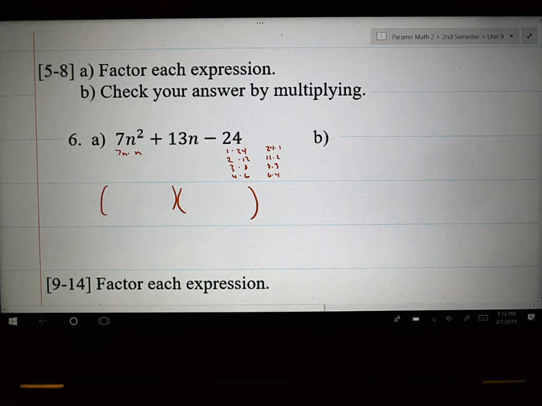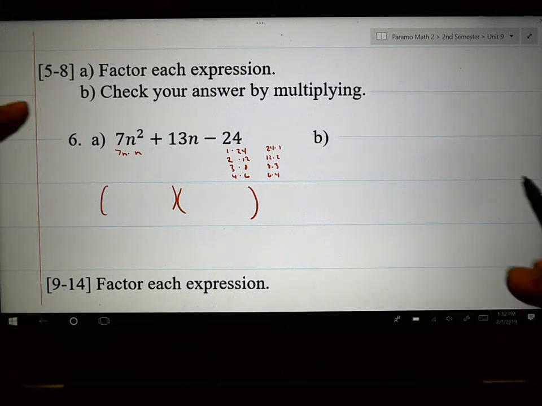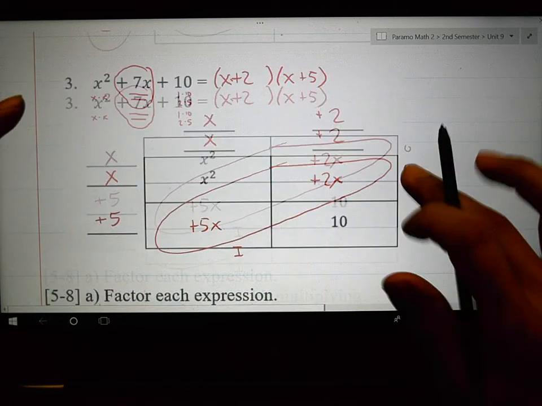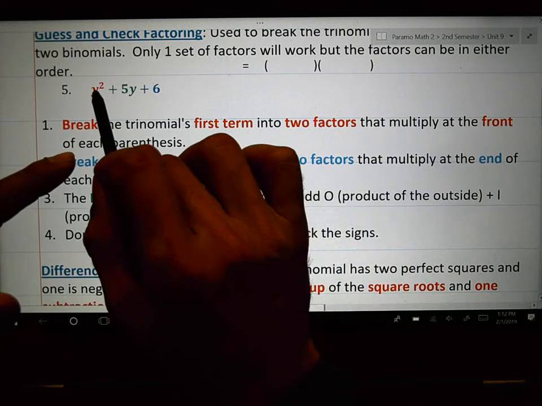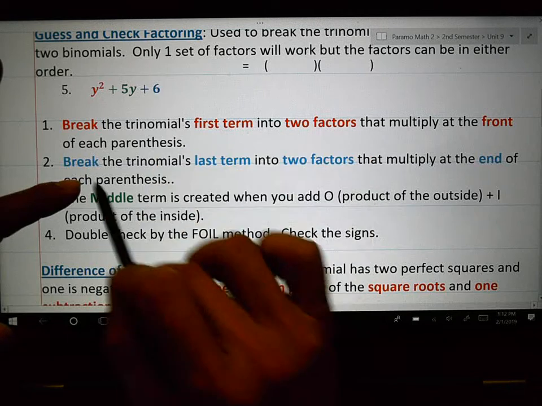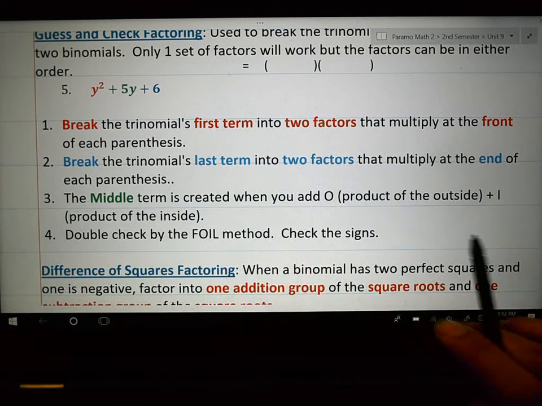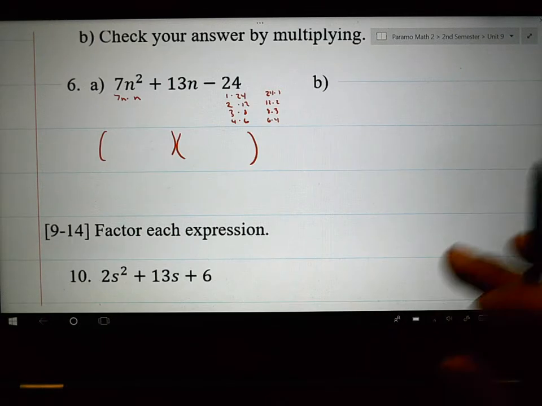So instead of the box, what we're going to try now are those guess and check steps that we wrote down from before. We're going to try to break the trinomial's first term into 2 factors. We're going to try to break the trinomial's last term into 2 factors, and then the middle term should be the O and the I, and we're going to double check with the FOIL and check the signs. So that's where we are.